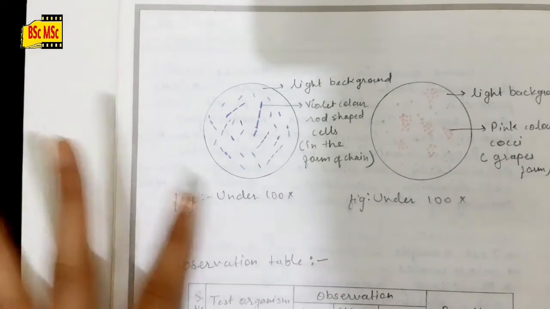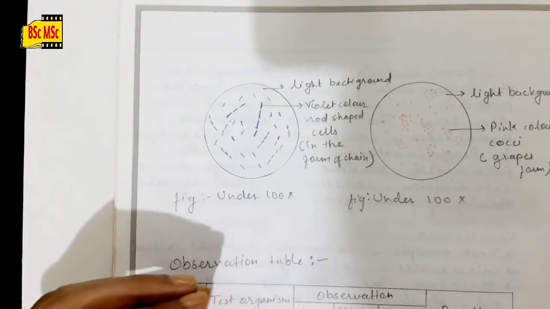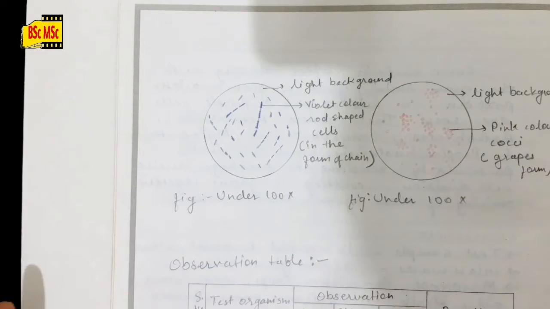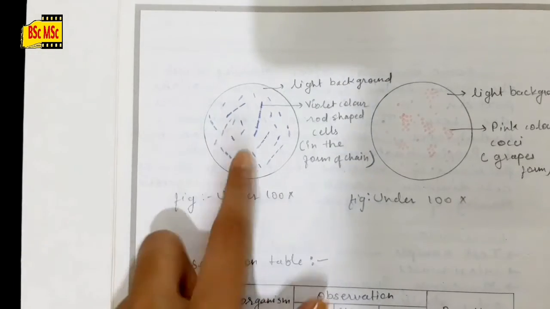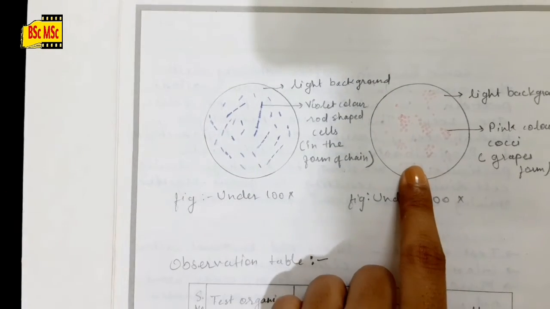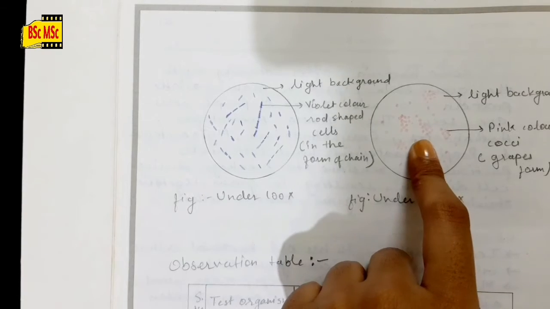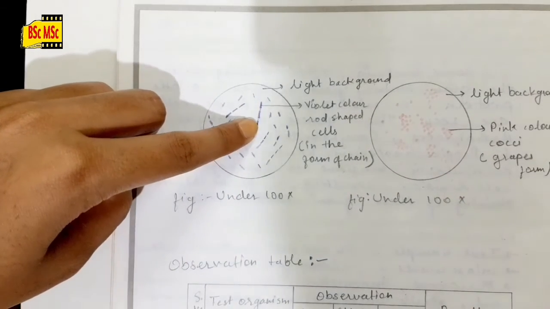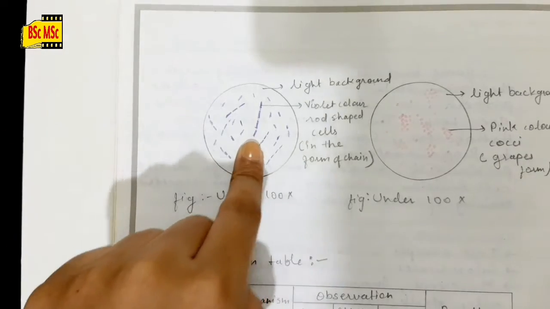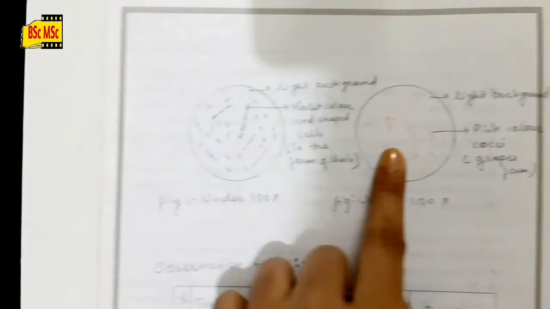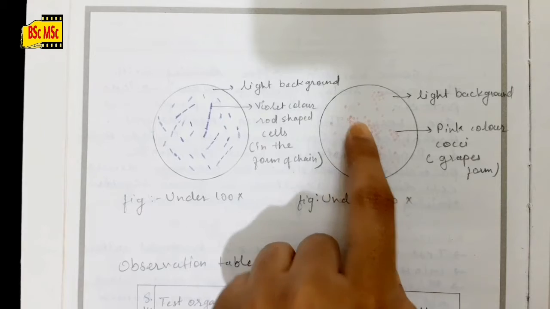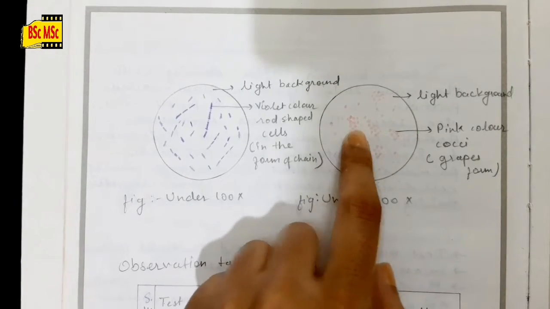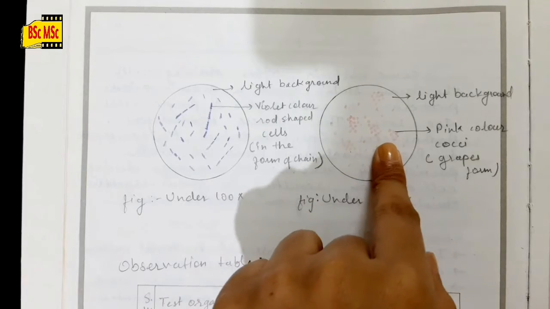Then whatever you observe, if your teacher has given you gram positive bacteria, then it will appear like this. If it is gram negative, then it will appear like this, pink in color. You can see these are rod shaped bacteria, purple in color and in chain, and over here you can see the pink color colonies, round, cocci shaped, and in bunch. So these are the gram negative bacteria.